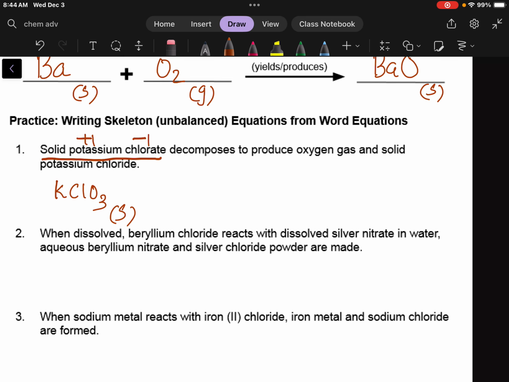Okay, and decomposes, that means it is breaking down, there is no other reactant. Okay, we learned decomposition. You guys learned that. So decompose to produce what? Oxygen gas. So you'll write O2 gas plus KCl, potassium chloride, and say solid. Okay, this is how we are writing the skeleton equation. You will have, I think, 7 questions for writing the skeleton, balancing and identifying.